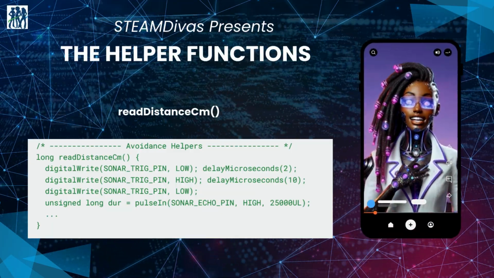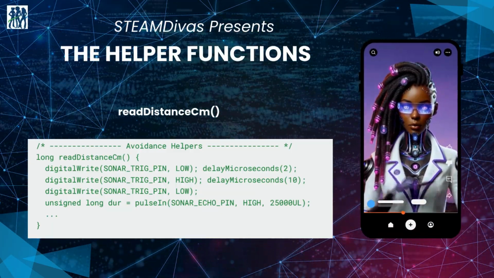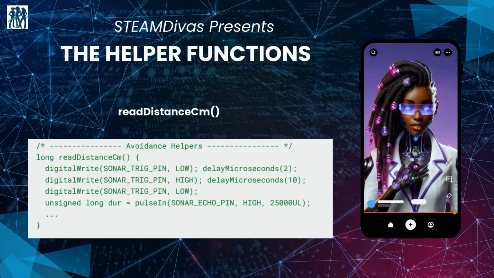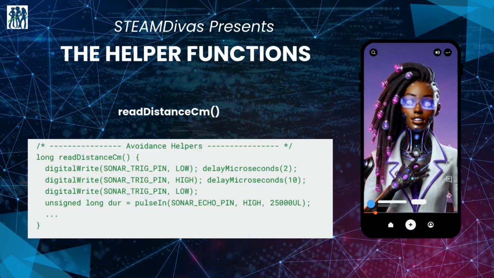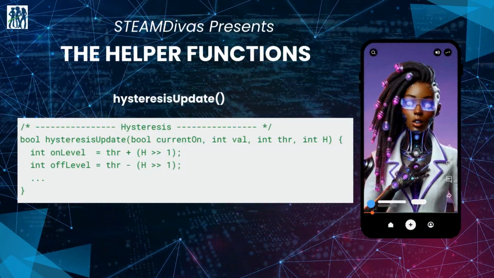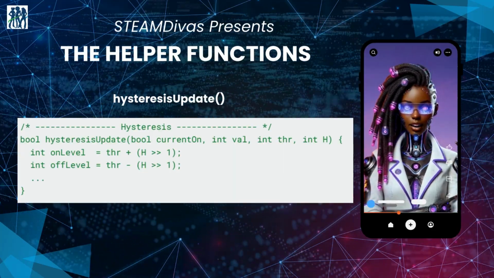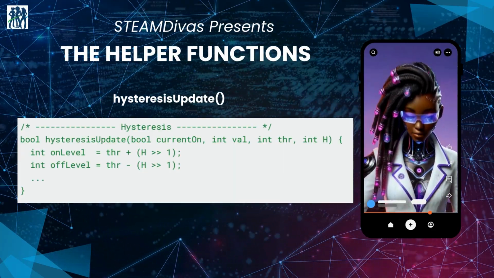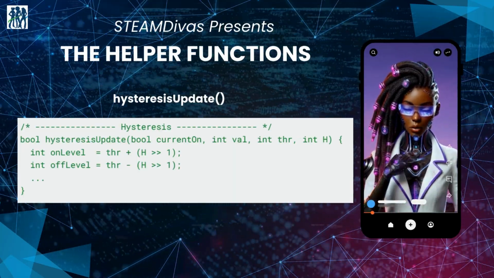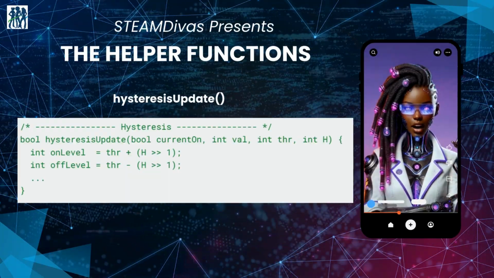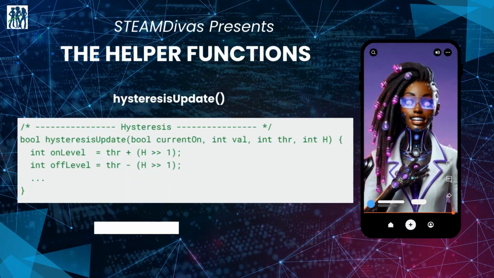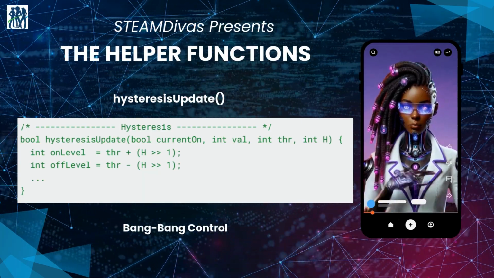readDistanceCm is how Lilybot uses her ultrasonic sensor to see how far away an object is. It sends out a sound pulse and measures how long it takes for the echo to bounce back. hysteresisUpdate is a fancy name for a simple idea. It's like adding a cushion to the sensor's judgment. It makes sure the sensor doesn't flicker on and off constantly when it's right on the edge of the black line, so Lilybot moves smoothly. In robotics, we call that type of flicker on and off bang-bang control.